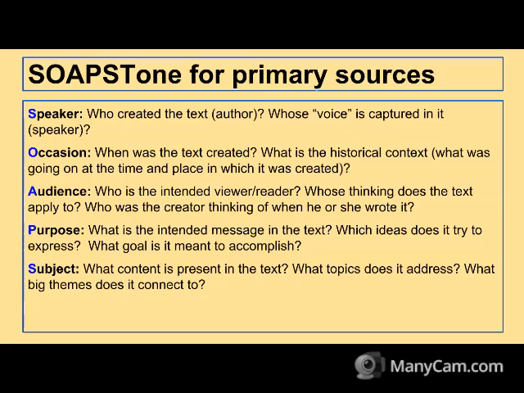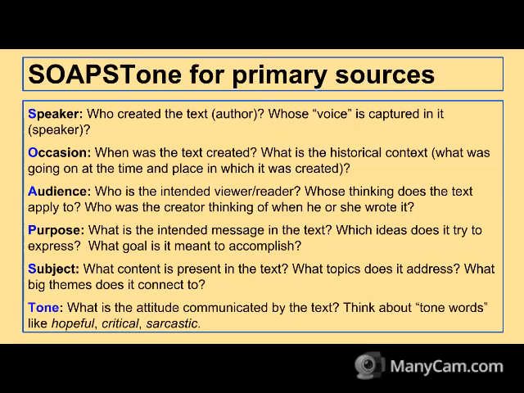The next S in SOAPSTone is the subject. What content is present in the text? Here, when we're reading poetry or reading a novel, look for the details in the text. What broad topics does it address, and what specific details are present? Does it connect to some of the big themes? Does it reference things that are not actually present in the text? The second S in SOAPSTone relates to the subject of the text.